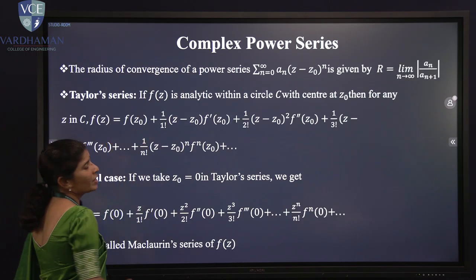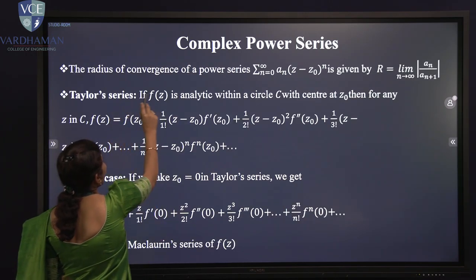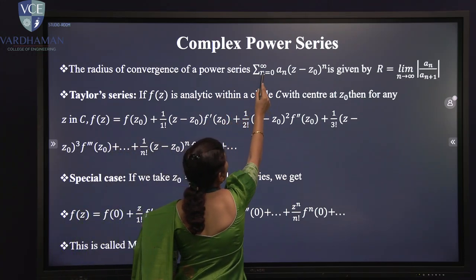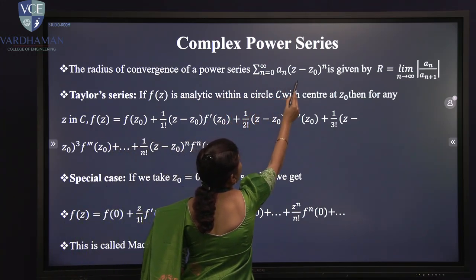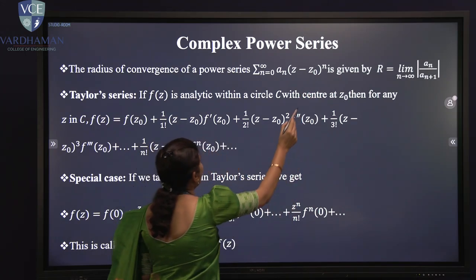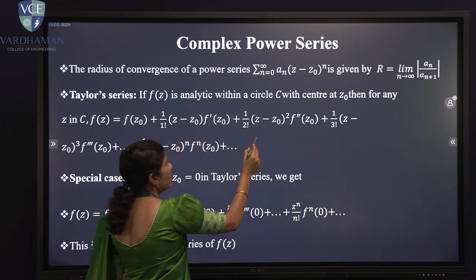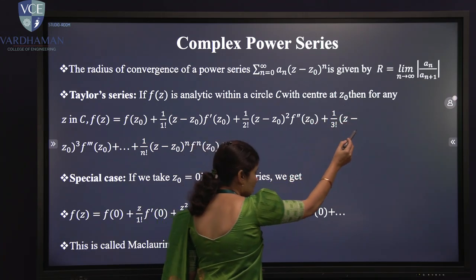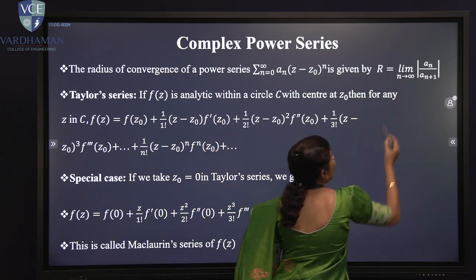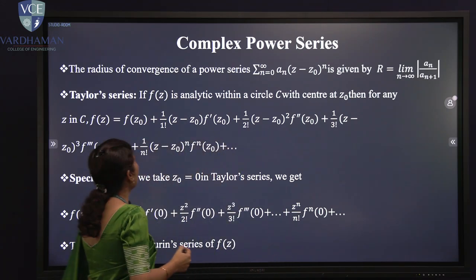Now, the radius of convergence of the complex power series summation n equals 0 to infinity a_n (z minus z naught) power n is given by capital R equals limit n tends to infinity of modulus of a_n by a_(n plus 1).